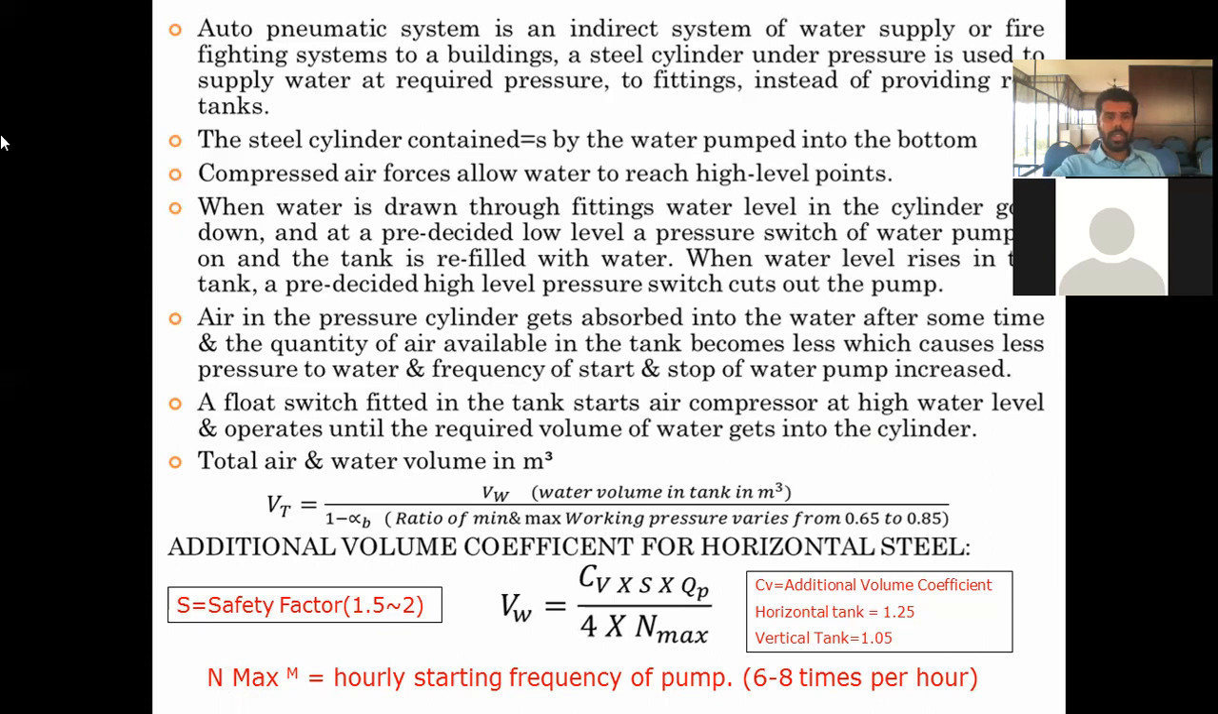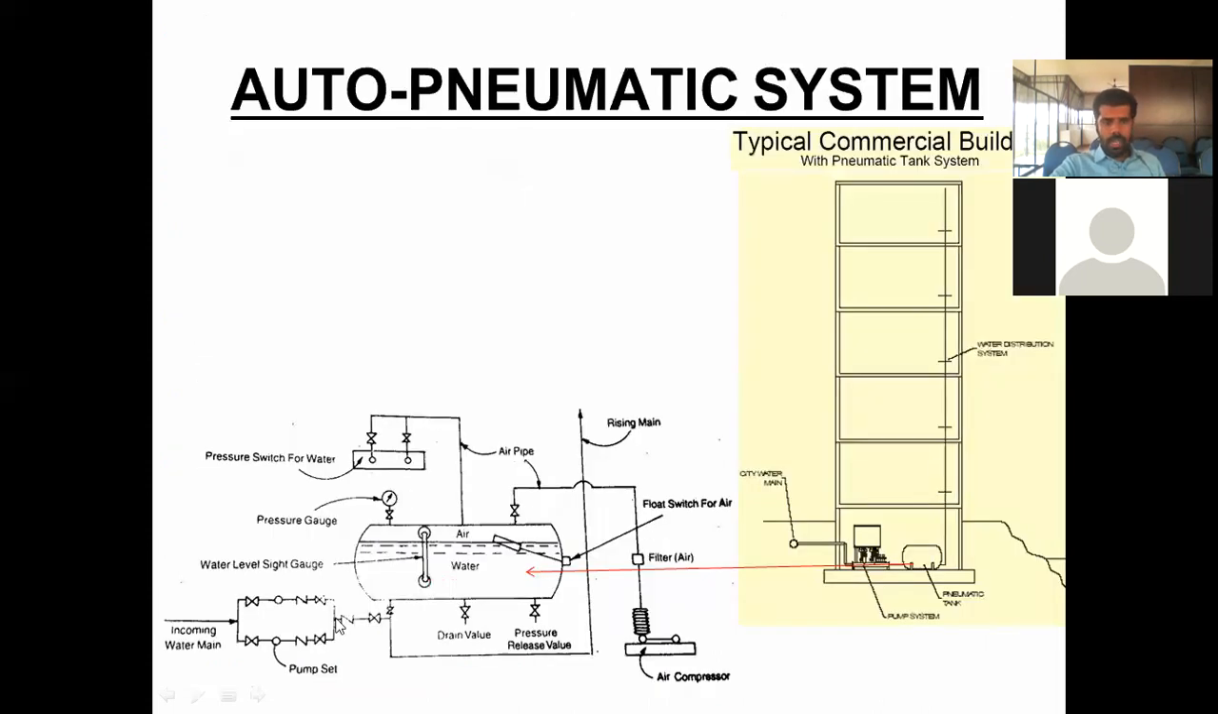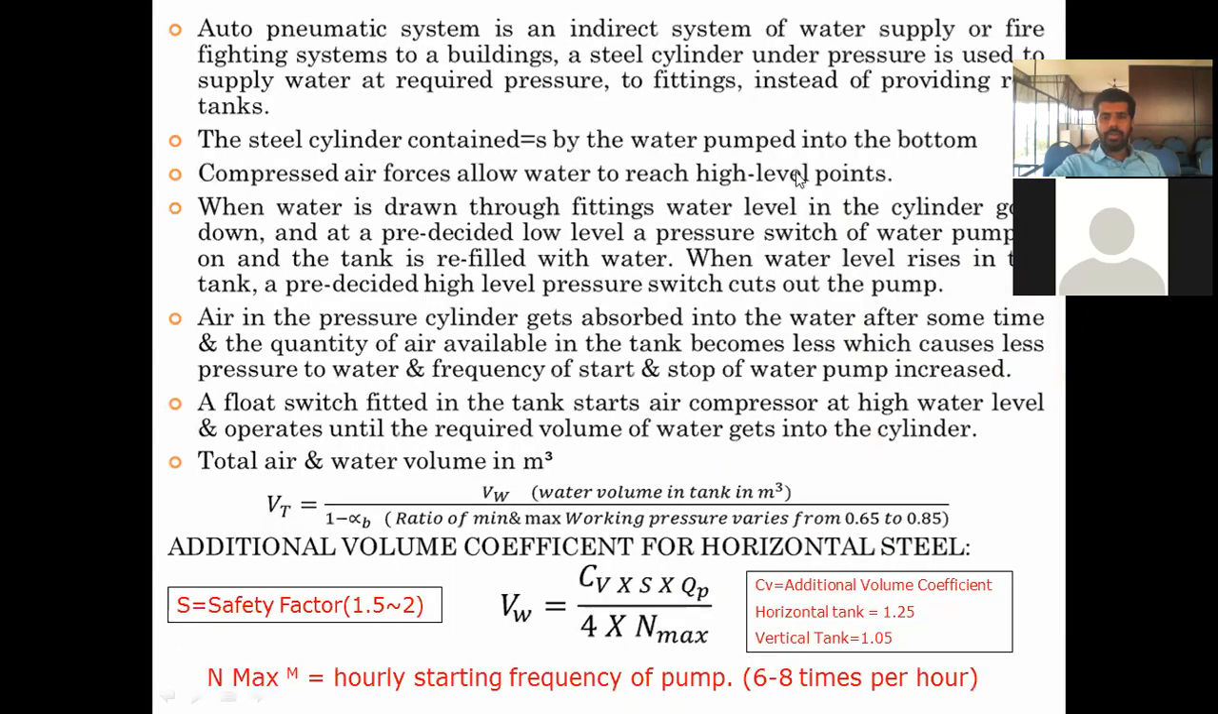Okay, so the steel cylinder contains water that is pumped into the bottom. So you can see here that the water from the incoming water main, with the help of the pump set, is being directly pumped into the bottom of the tank. Okay, bottom of the tank. Okay, now compressed air forces water to reach high level points.